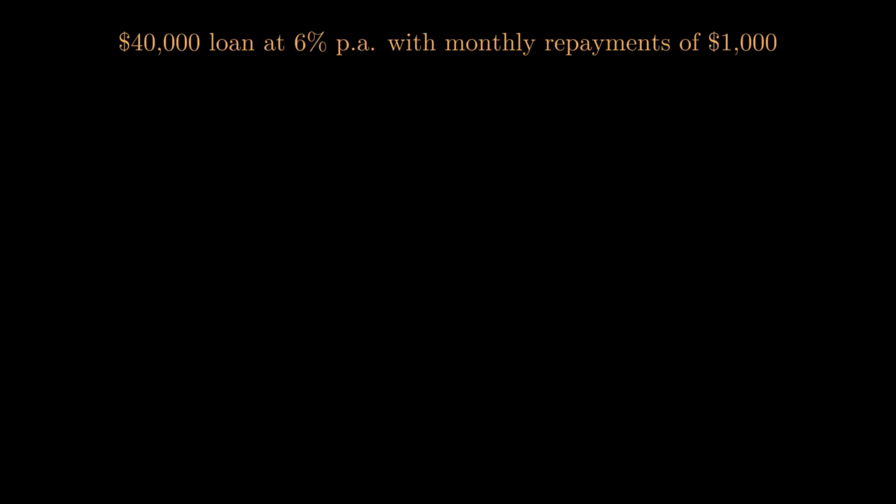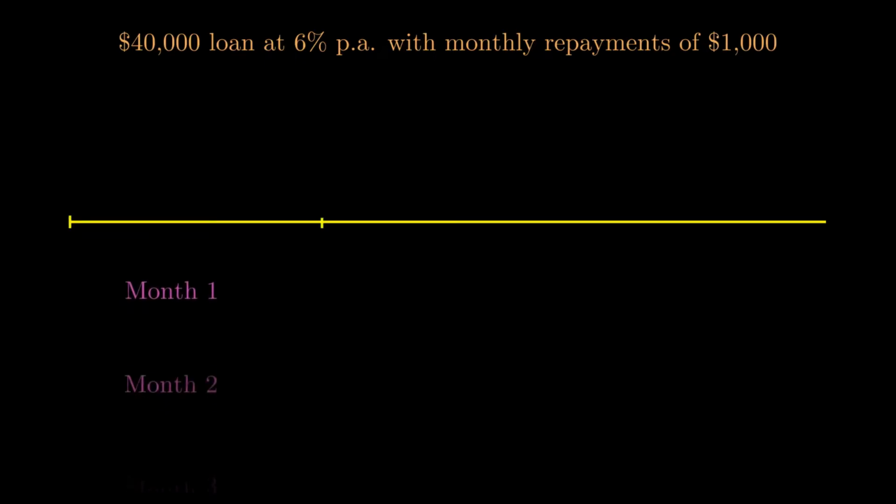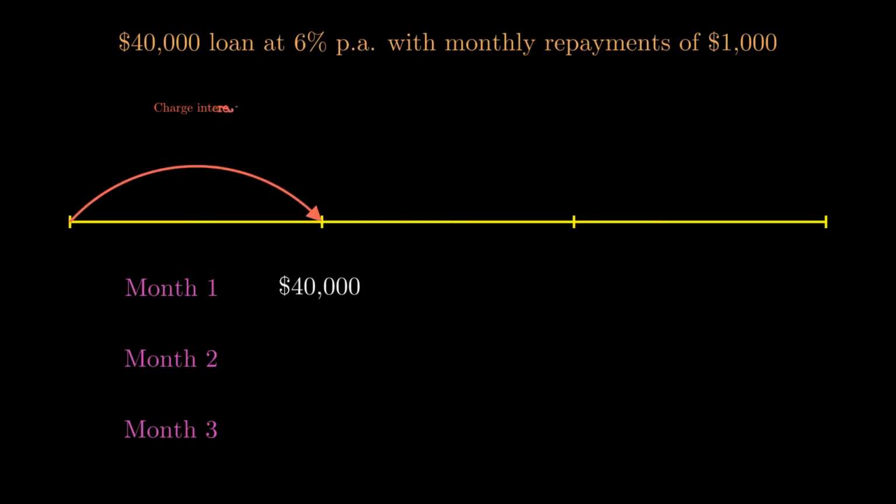we can afford to repay $1,000 a month. We'll track what happens for the first few months, and more specifically, we'll keep track of the amount owing at each point in time. So at the beginning, we're owing $40,000, the exact amount we borrowed. And what will happen during the first month? Well, throughout the month, interest is being charged.